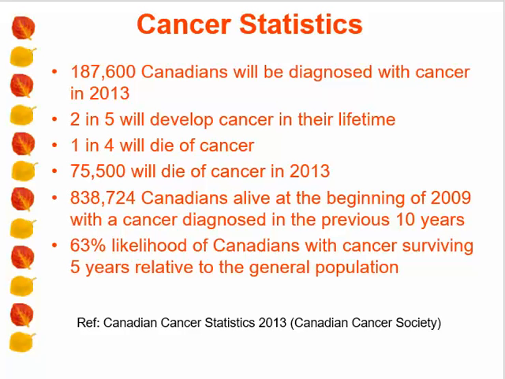So it's saying about 838,000 people alive at the beginning of 2009 were diagnosed 10 years before. There's a 63% likelihood of Canadians with cancer surviving 5 years relative to the general population. So you get a cancer diagnosis. It's not a death sentence, but it's basically a one-third worse chance of dying from it.